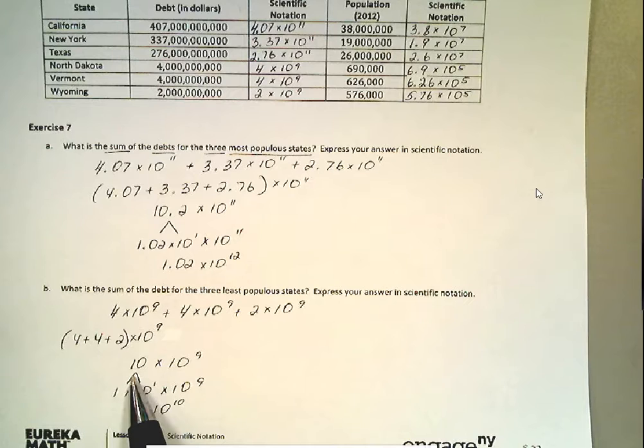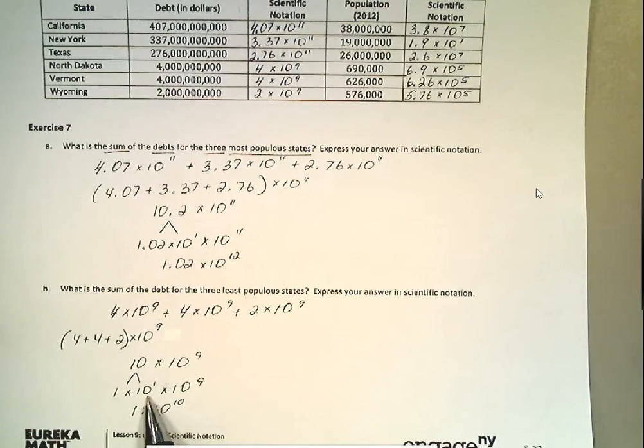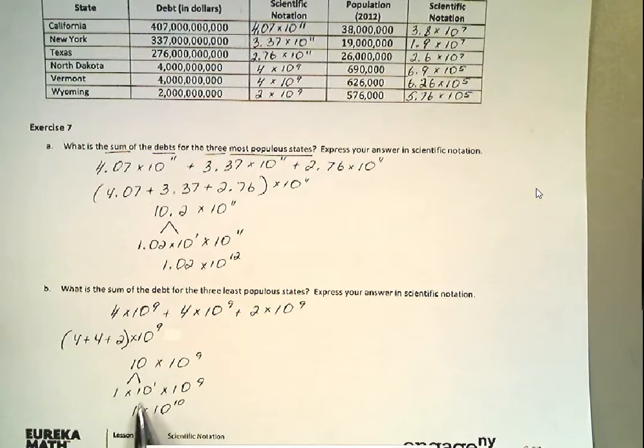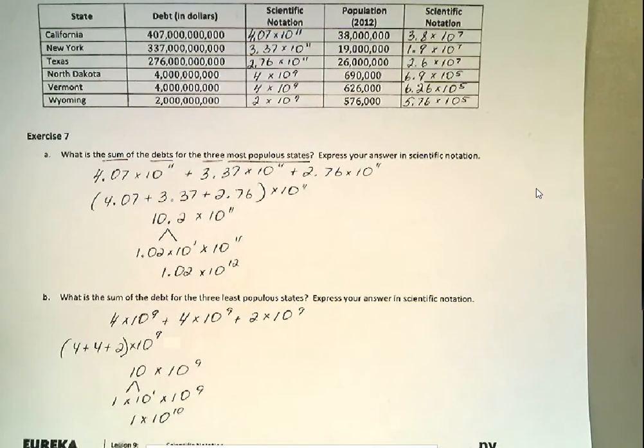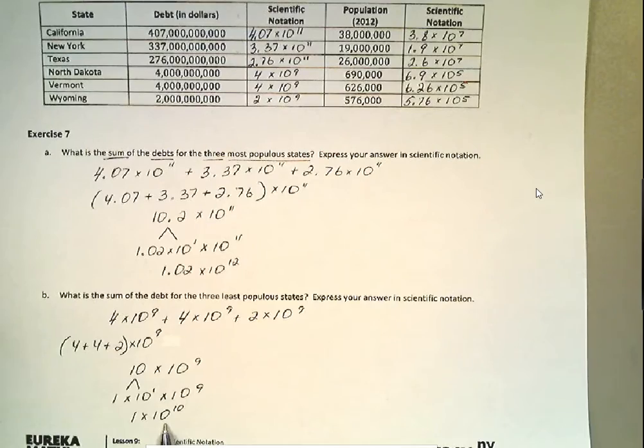But again, 10 is not allowed, because our number has to be smaller than that. So we are going to change 10 into scientific notation by writing it out as a product of 1 and 10 to the power of 1, sorry. So I have 10 to the power of 1 times 10 to the power of 9. And after combining the powers of 10, I will get 1 times 10 to the 10th. And that is the answer for part B.